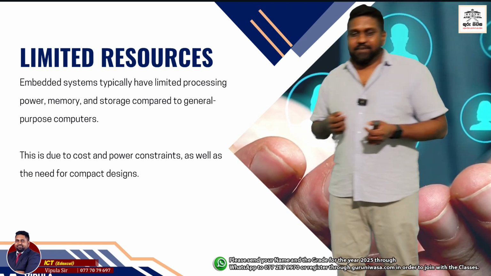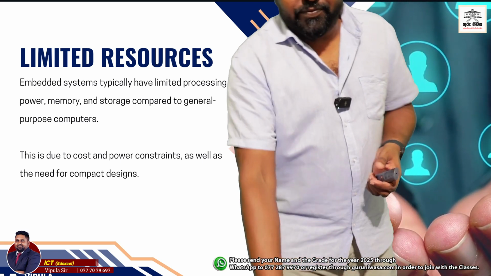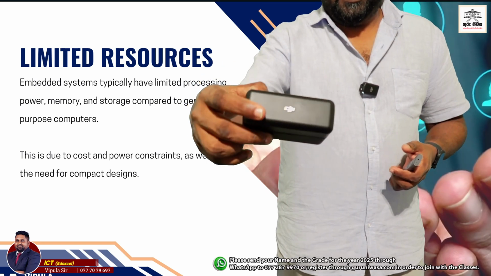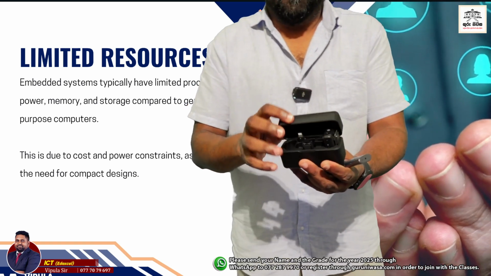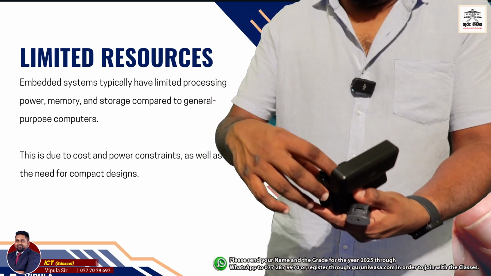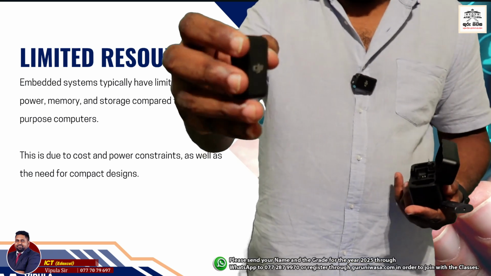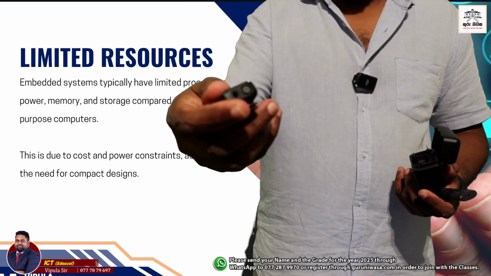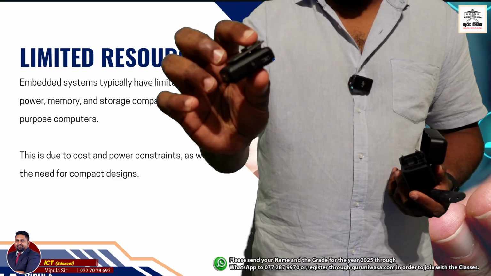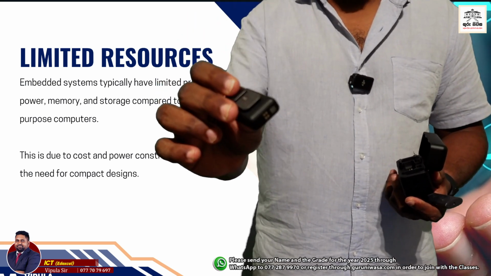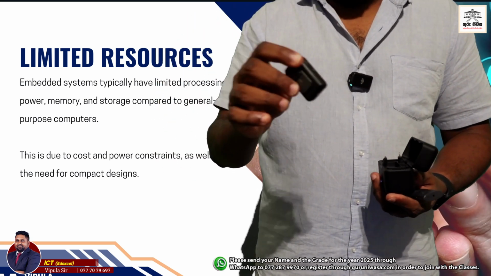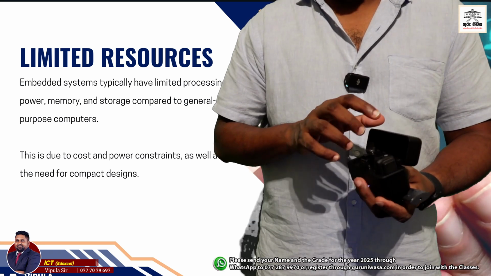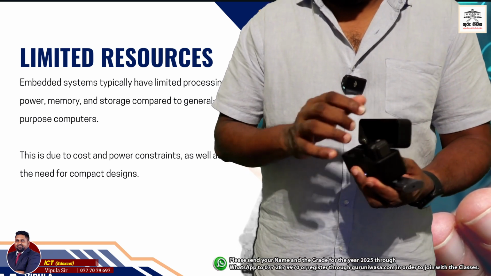An example is the DJI mic I'm using. If I open this up, you can see this device. This is a studio grade mic which has a 24-bit output and 16 GB of internal storage, so we can record into the device also. Now see the size of this.